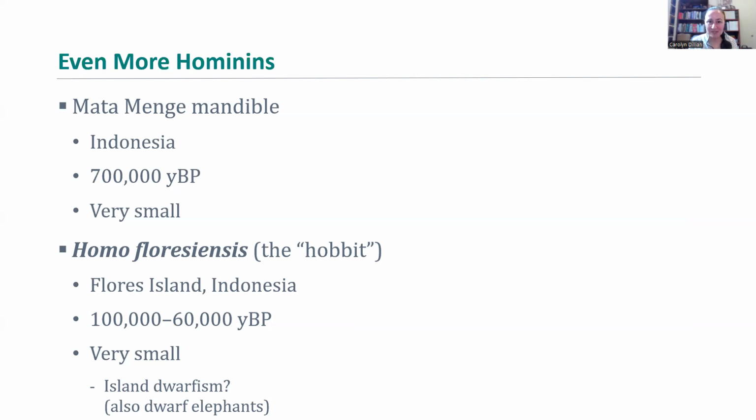So we have lots of hominins on the landscape at the same time and a very complex picture. But what happened next was that we emerged, and ultimately, for thousands of years, it was us and Neanderthals, and then Neanderthals went extinct, and we were the only hominins that remained.